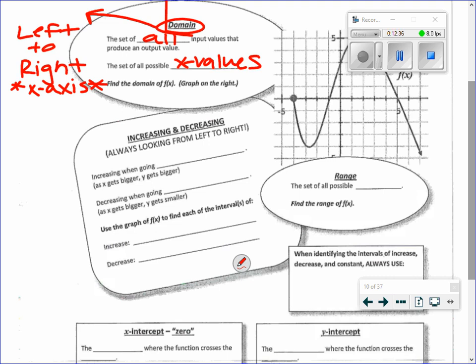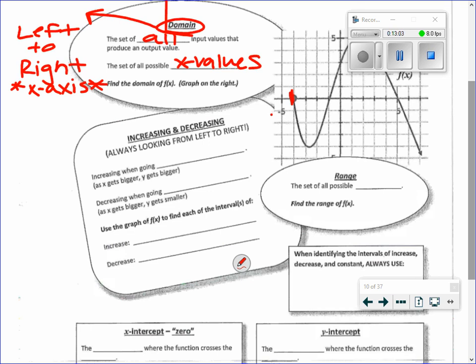So always going left to right. Looking at this example here, I'm going all the way to the left. I'm going to go to the very left point of my graph and think, where does my graph first start? At what x value? -4, right here. This is my first x value at -4. So that's my first starting point in my notation.